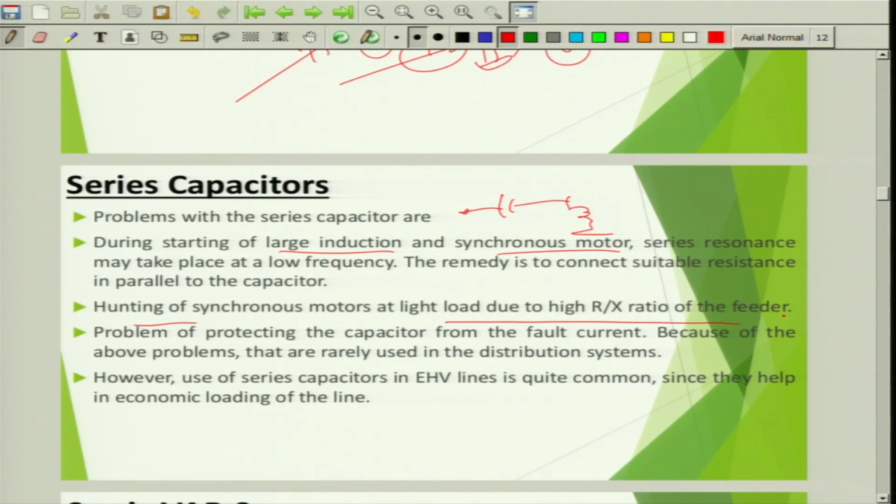However, use of series capacitors in extra high voltage lines is quite common since they help in economic loading of the line. So, there sometimes they will also use this. I am just helping you understand how they would solve these issues. There is something called a spark gap that may also be used if a series capacitor is very much essential. During normal operation this spark gap is inactive, and during the fault condition the spark gap would start conducting. So, it would bypass the capacitor basically. This is another thing that is used.